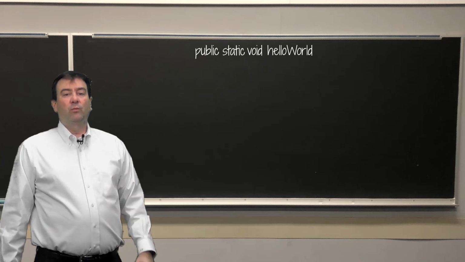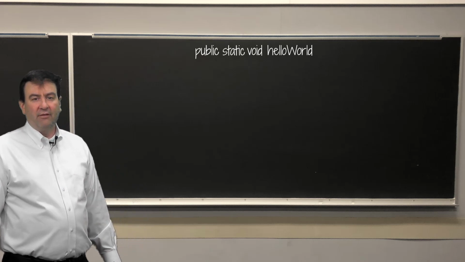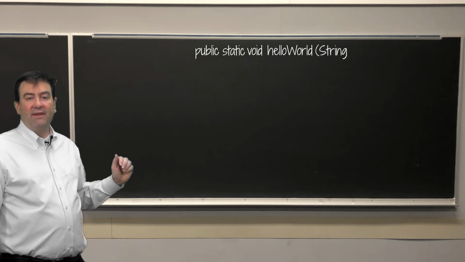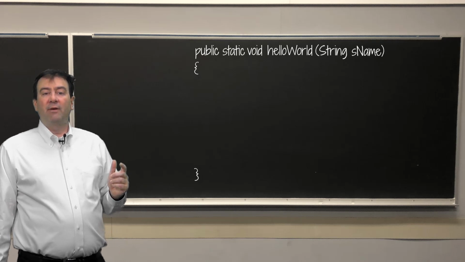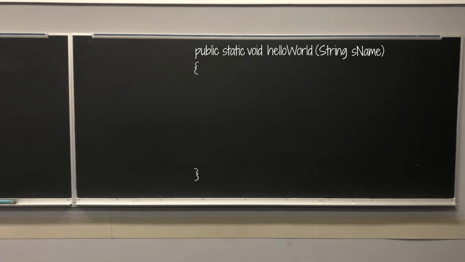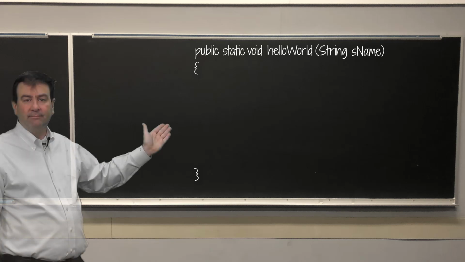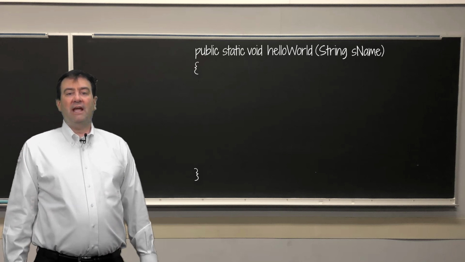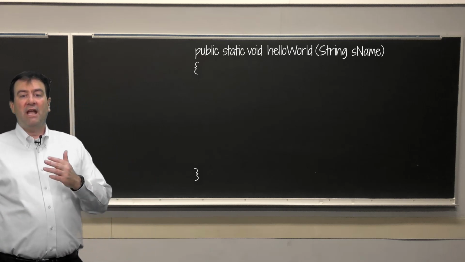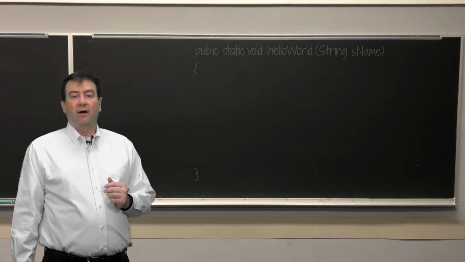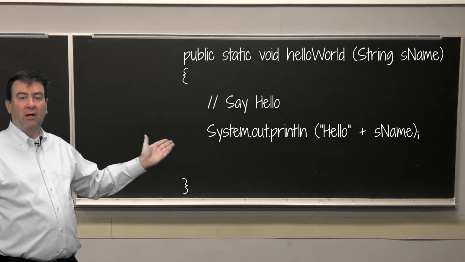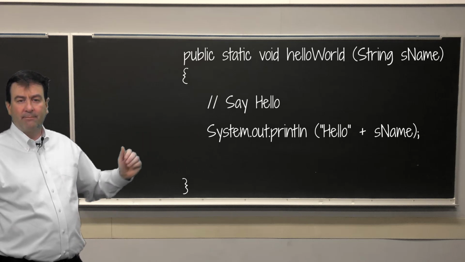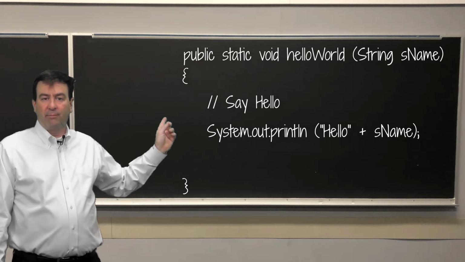In this case, we would want to define a string variable, so the type would be String, and the name could be sName. We would put that inside of our method declaration, so it would look like this: public static void helloWorld(String sName). Now, we can use the sName anywhere in the method. To say hello to the name, we would modify our println method as follows: System.out.println("Hello " + sName).